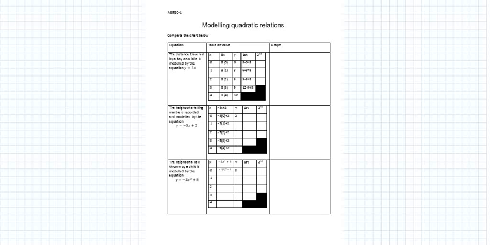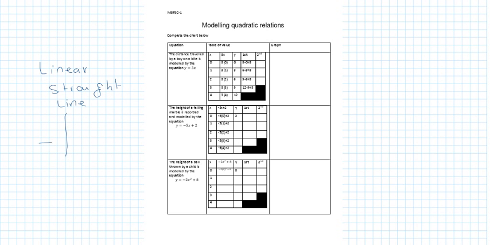Do you guys remember what a linear function is? How would a linear function look? Straight line. Yeah. So a linear function is a straight line, right? It's going to look like, for example, this. It could be going down. It could be vertical, horizontal. It's just a straight line.